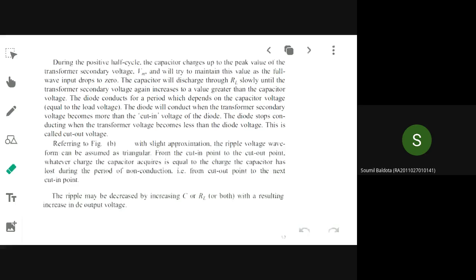Here you can see, the diode stops conducting when the transformer voltage becomes less than the diode voltage. That voltage is called your cutout voltage. After that, it will not rise beyond the VM value. It is going to drop down only.